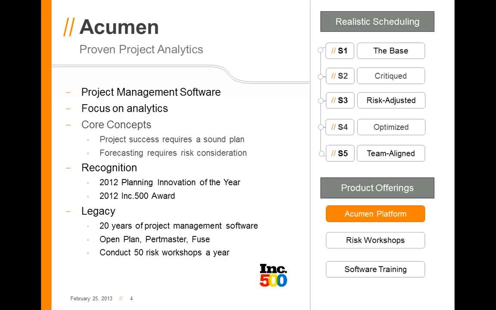So Fuse, our first product, helped us understand whether or not we had a sound plan. Our newest product, Acumen Risk, brings risk consideration into the equation. On one of the upcoming slides, we're going to talk a little bit about traditional CPM scheduling and how it's not the final answer when it comes to risk analysis, but it certainly is a very large part of the equation.